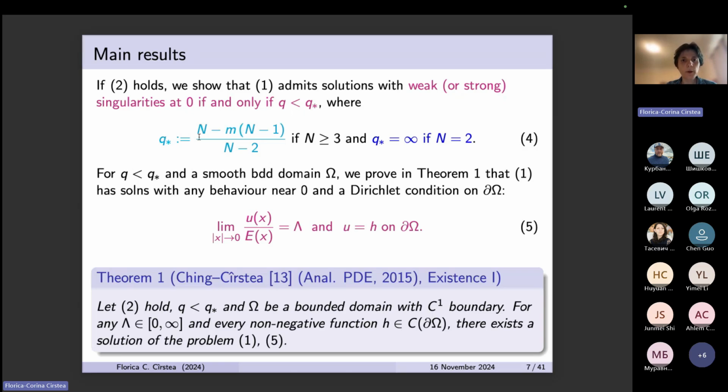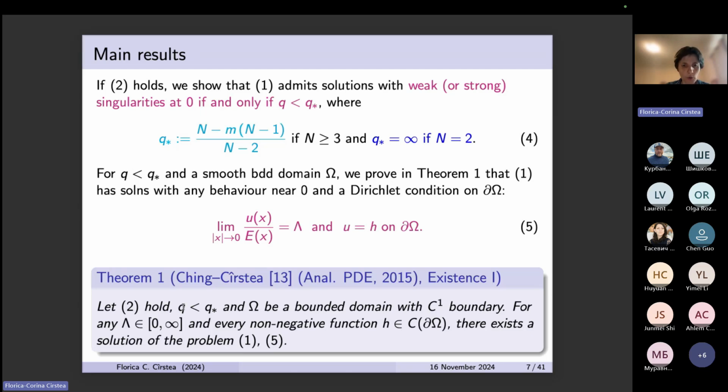And the critical exponent now becomes smaller than what it was before. When m is positive, the critical exponent becomes smaller, it is n minus m times n minus 1 divided by n minus 2. This is if n is greater than or equal to 3. And if n is 2, then the critical exponent is infinity, like before. So q star is smaller as m is larger if n is greater than or equal to 3, and remains infinity if n equals 2.